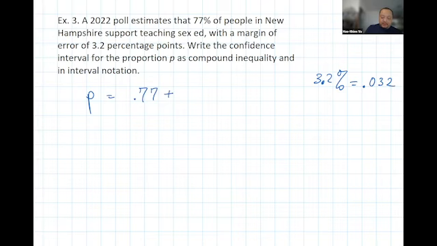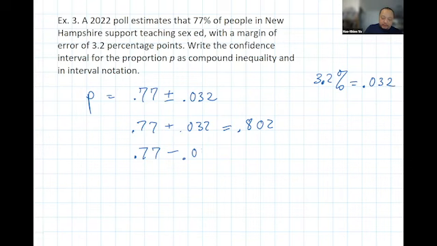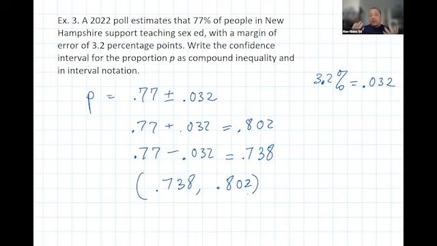So this is 0.77 plus or minus 0.032. Well, if there's a plus and a minus, all we need to do is to plus it and minus it. 0.77 plus 0.032 is 0.802. 0.77 minus 0.032 is equal to 0.738. So in interval notation, just put them in order and put them in parentheses with a comma in between.